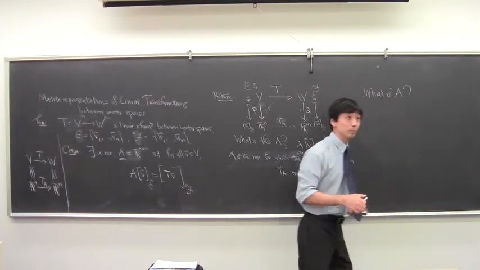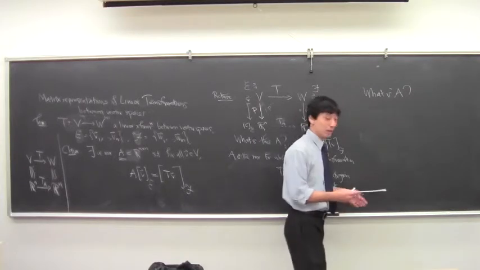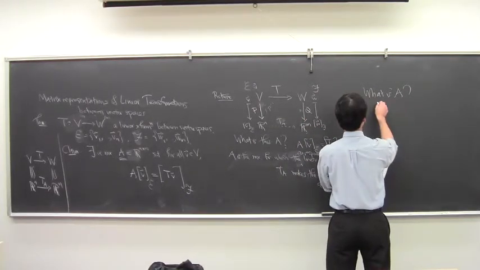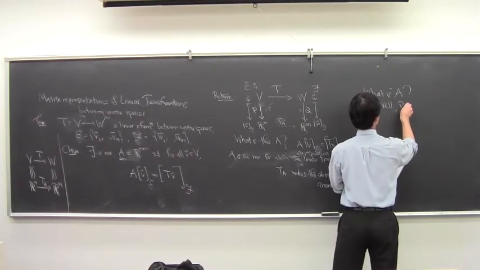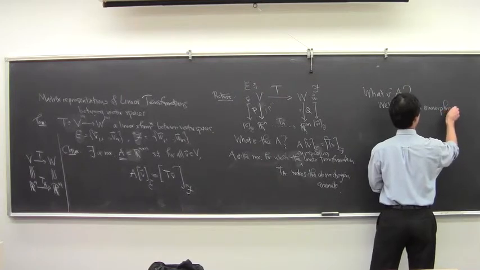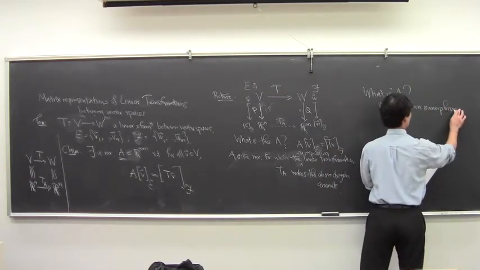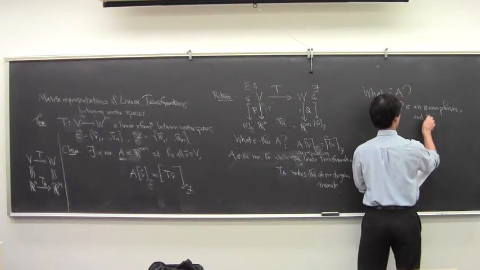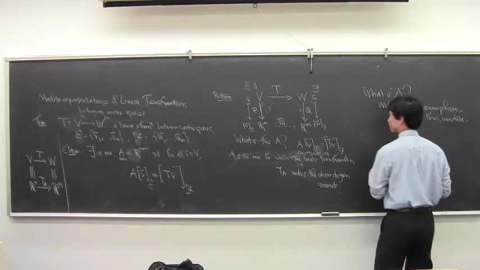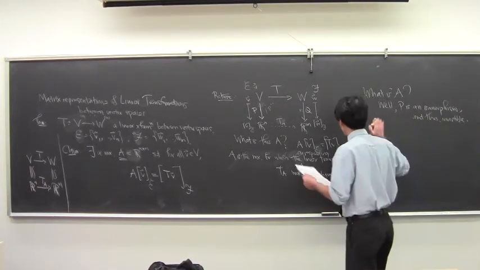So here's one way of expressing what we're going to do. I'll explain it in two different ways. Say P is an isomorphism, and thus invertible. It's invertible.